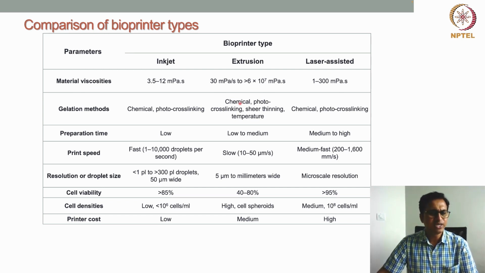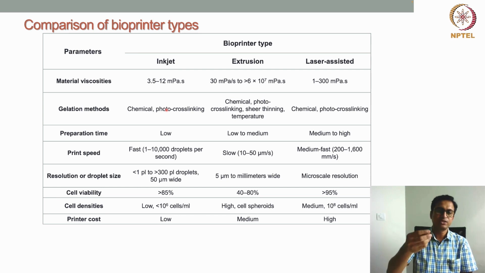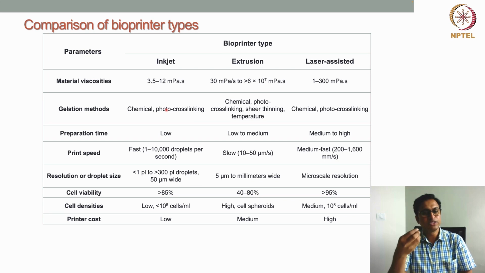But there are different types of gelation mechanisms, like chemical gelation or photo cross-linking, and even different physical cross-linking like shear thinning and temperature-induced cross-linking. All these things are there. In the case of inkjet, both chemical and photo cross-linking methods can be possible, because suppose the material comes out of the nozzle as droplets. At this stage, we can introduce some cross-linking, suppose the photo initiators are already mixed.